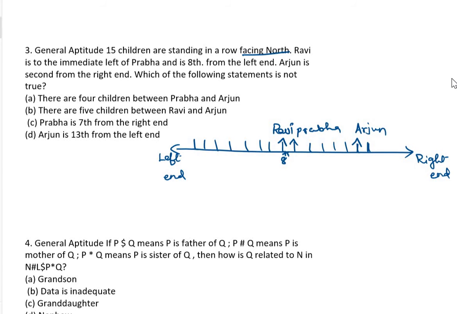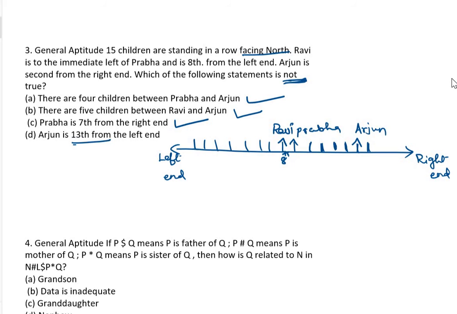Which of the following statements is not true? Underline the word not. There are 4 children between Prabha and Arjun. Yes, correct: 1, 2, 3, 4 children between Prabha and Arjun. There are 5 children between Ravi and Arjun. Because Ravi is next to Prabha, it is also correct. Prabha is 7th from right, correct: 1, 2, 3, 4, 5, 6, 7.